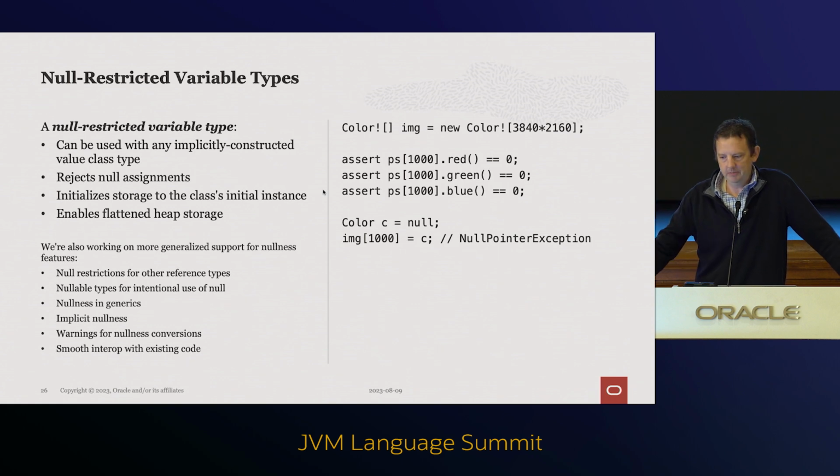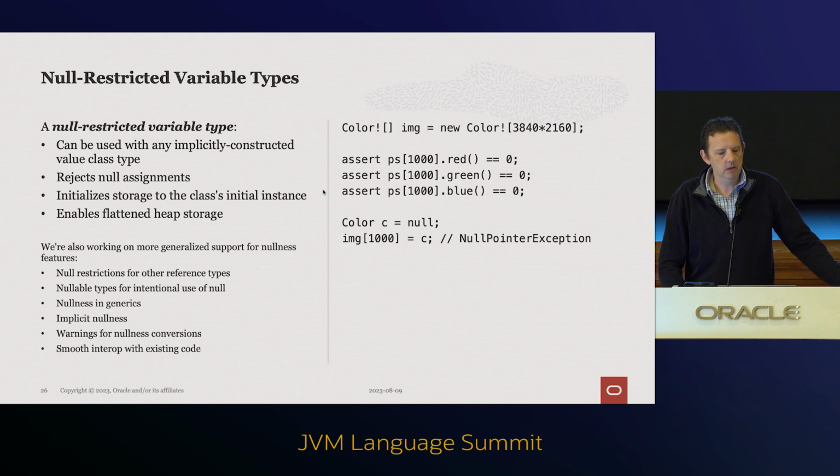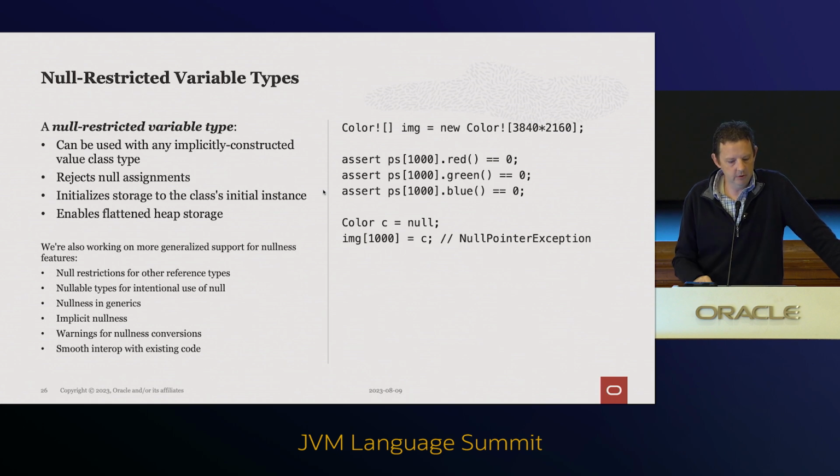There's a lot more that could be said about nullness features. Right now, our goal is just to support null restriction on value classes that are implicitly constructible. So it's a narrow set of classes that can use this feature. But there's a path towards applying this to everything.